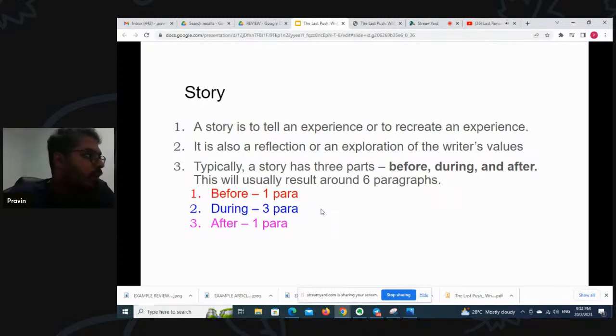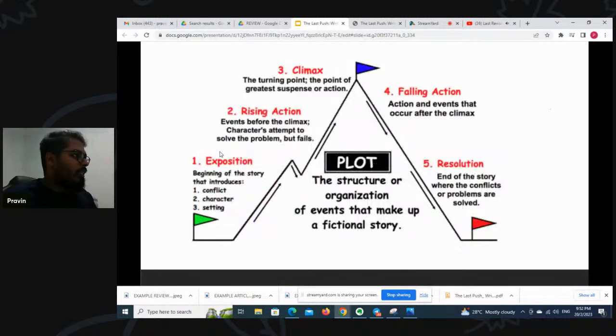Right? Dan cara saya suka buat story, saya suka buat 6 perenggan. Okay, 6 perenggan. Dan saya akan buat 2 perenggan sebelum peristiwa, 2 perenggan semasa peristiwa, dan 2 perenggan selepas peristiwa. Okay, example lah, kita tengok.